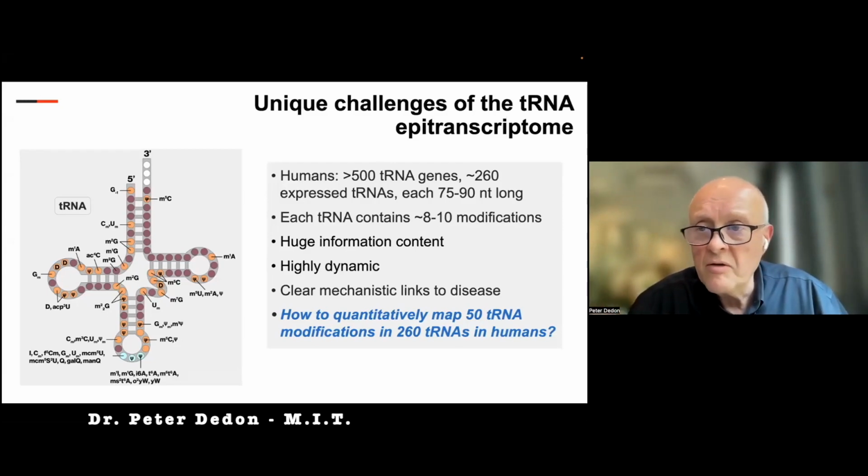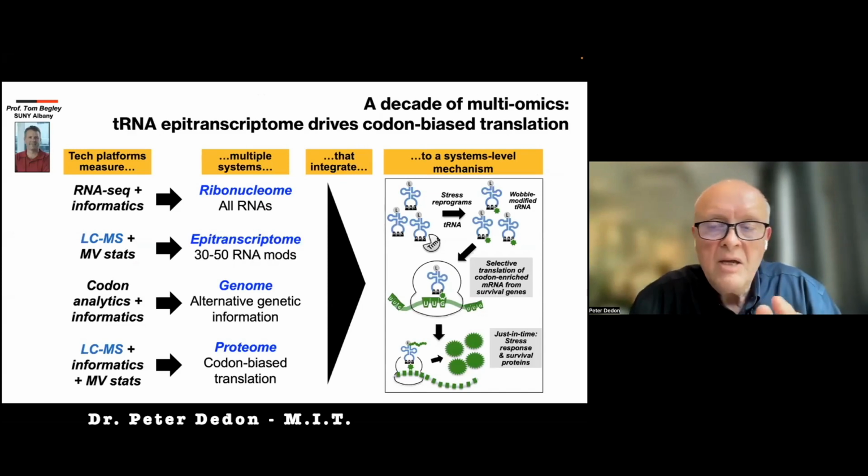Humans have over 250 expressed tRNAs, each of them containing 8 to 10 modifications. There's huge information content in that pool, highly dynamic, as you've seen so far. And as Richard and a number of people have pointed out, very clear, strong mechanistic links to disease. So it's very important now to figure out ways to map the modifications quantitatively on the individual tRNAs.